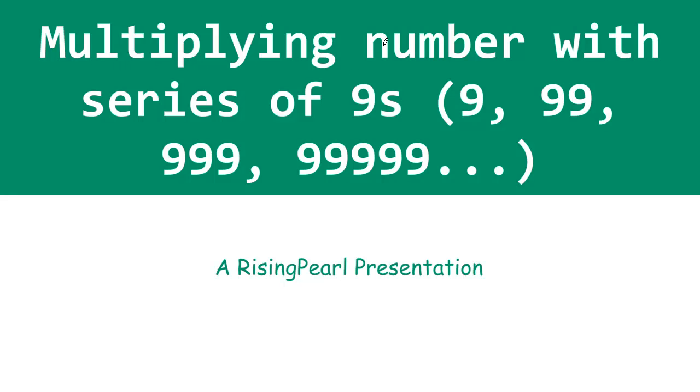Today we are going to find out how we multiply a number, and by number we mean any number, with a series of nines, right? That is, we take a random number and multiply it by 1 nine, or 2 nines, 3 nines, 5 nines, 4 nines, or as many nines as we want. So how do we actually do these multiplications?